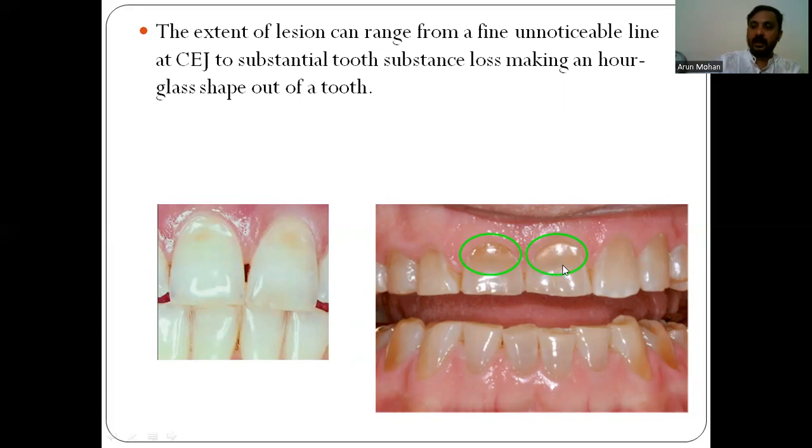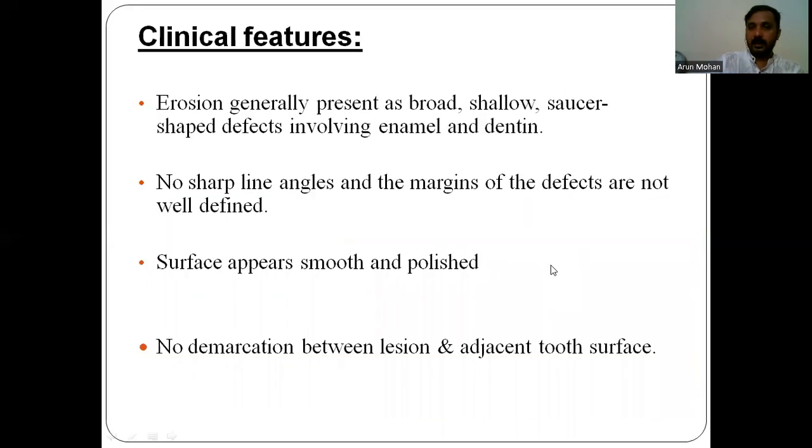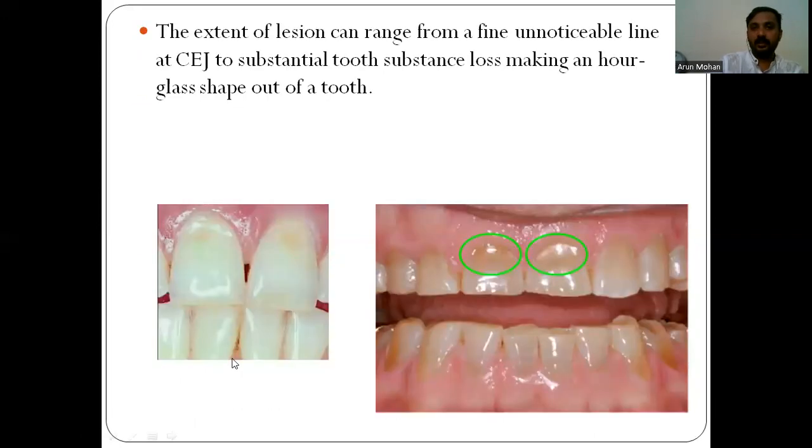Unlike abrasion, which has sharp internal line angles and margins, here we will see no sharp line angles and the margins of the defects will be smooth. So they will blend with the normal surrounding tooth surface. Again, the surface appears smooth and polished.